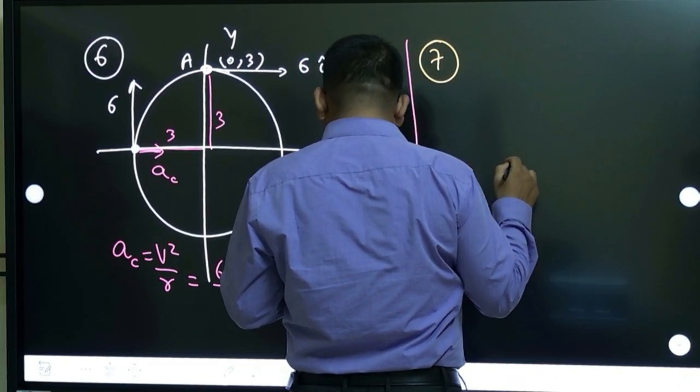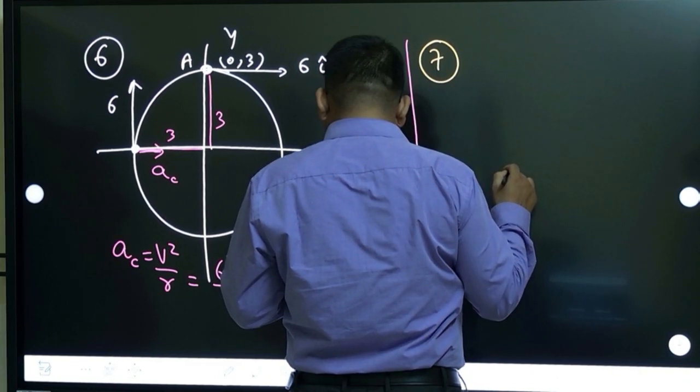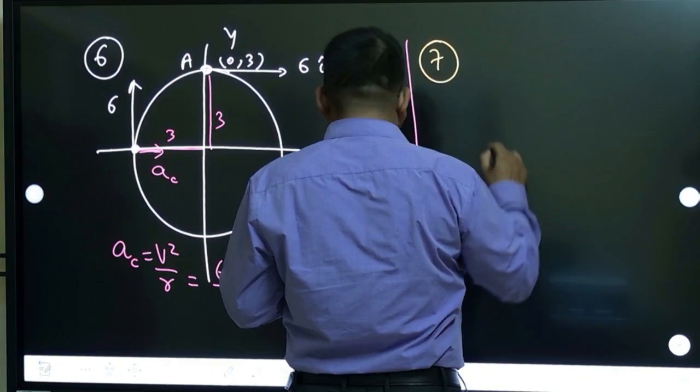A massless thread passes through a smooth ring. The ring is in a circular path with part of the thread in tension. Which part of the thread is in tension?